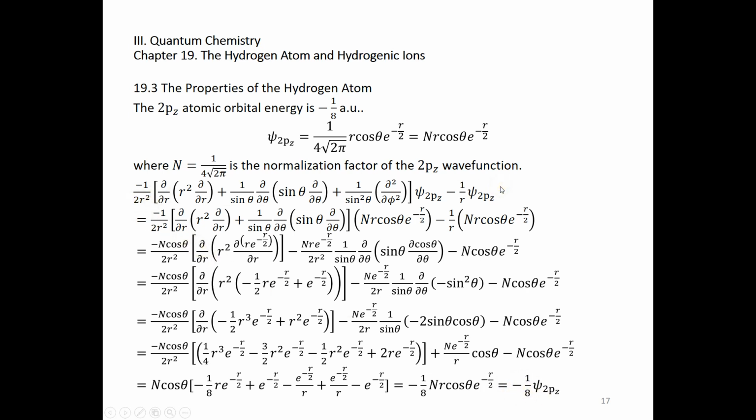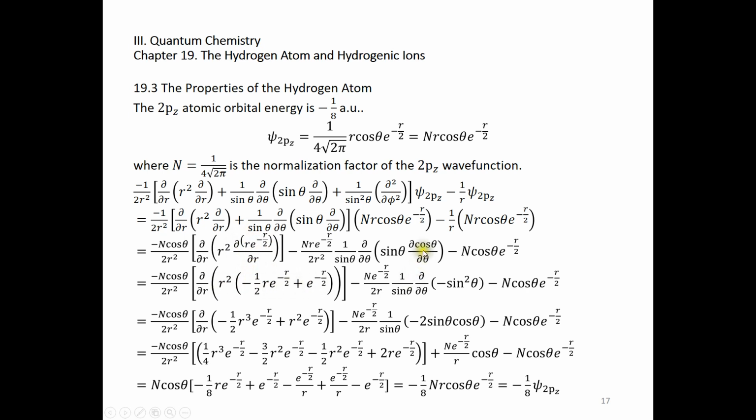We apply this Hamiltonian to the 2pz wave function. So over here we have the kinetic energy operator, and over here the potential energy operator being applied to the wave function. Now if you look at the wave function, it does not depend on phi at all, so this term disappears. We have only two terms in this kinetic energy operator. This is just the potential energy operator, negative 1 over r, applied to the wave function. Now we need to apply this operator to the wave function and this operator to the wave function. We do that separately. So over here, we just need to use some calculus skills to get this derivative, which is here. Again, you need to use the product rule.